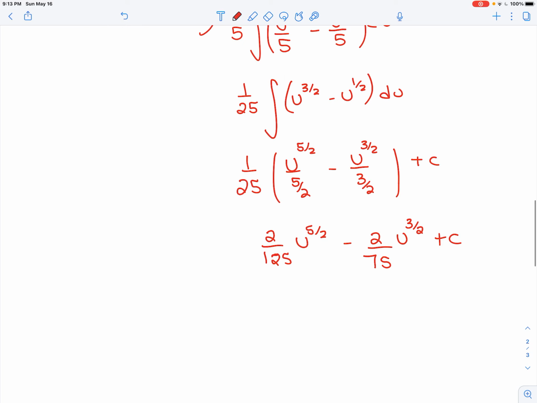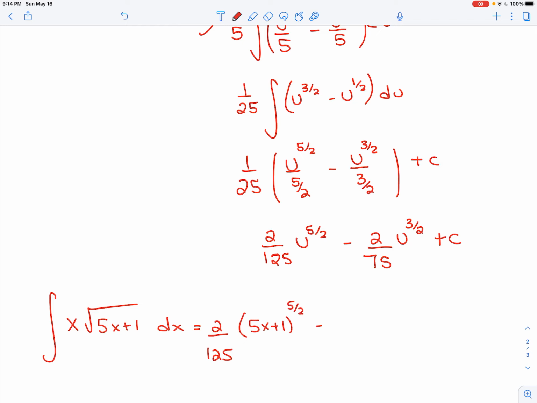Okay, and then to actually answer the question, which was the integral of x times the square root of 5x plus 1 dx, I get 2 over 125, 5x plus 1 to the 5/2 minus 2 over 75, 5x plus 1 to the 3/2 plus c.